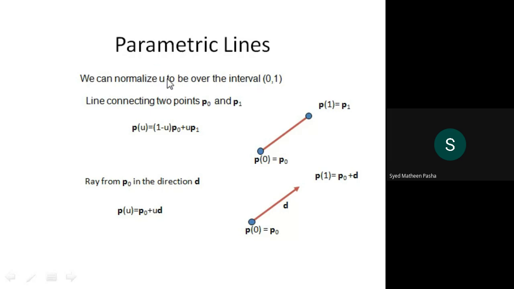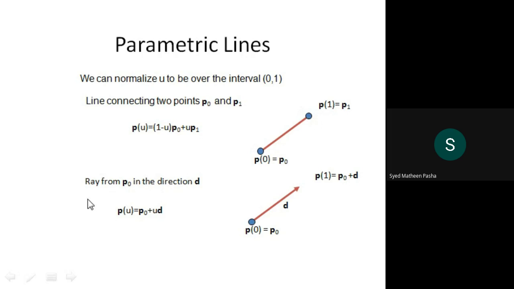With respect to u, I am defining the interval. The u should lie between 0 and 1. Take a line connecting two points, P0 and P1. These are the two points with the help of which a line is being connected. So how do you define a parametric line? P of u, and as I told, it should be in the interval 0 to 1. You take (1 minus u) times P0. That is, I am taking P of 0 as P0 and P of 1 as P1, and just adding up P0 and P1 with respect to the points of that particular line. So this is how you define parametric lines.